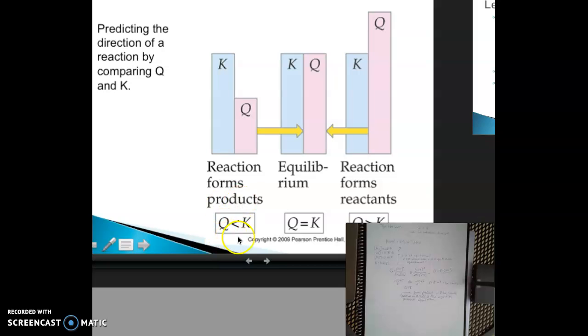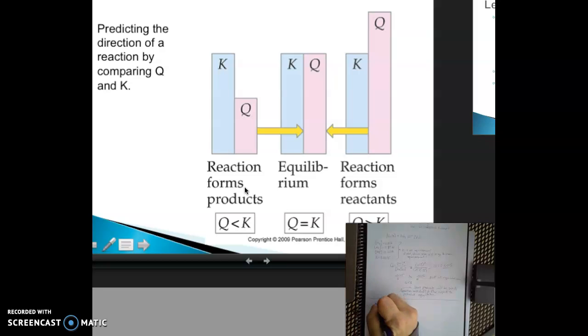When Q is less than K, the reaction is going to have to shift to the right to form more products. And when Q is greater than K, the reaction is going to have to shift to the left in order to form more reactants or to use up some of the products. And the goal there, of course, is to achieve equilibrium. When Q is equal to K, it's at equilibrium. All right. So that's the deal with Q. It's not complicated. If you don't know that you're at equilibrium, then you can calculate it. You can predict which way the reaction will shift.